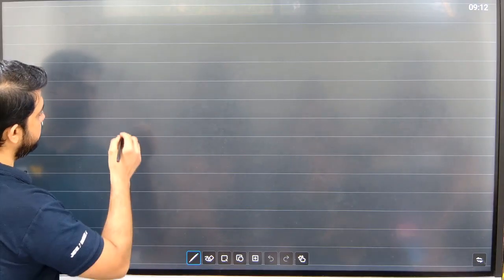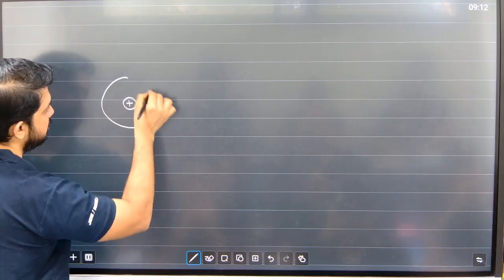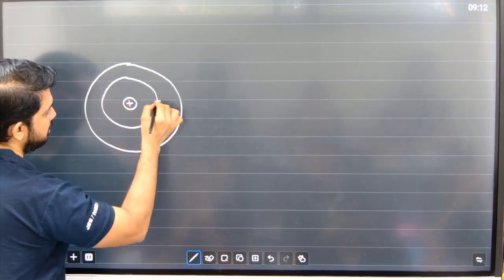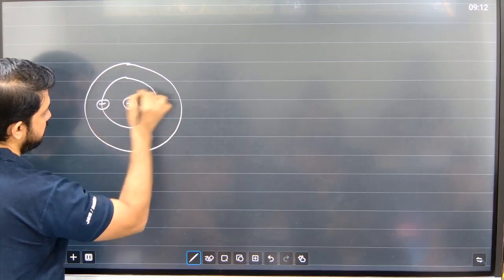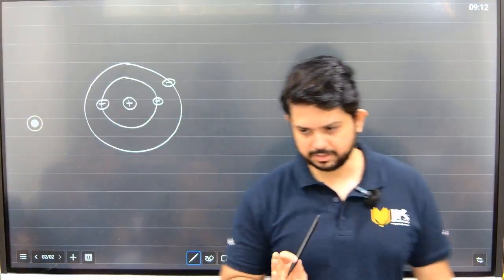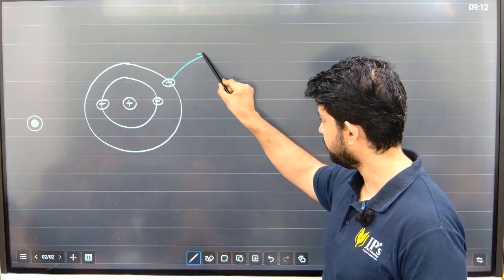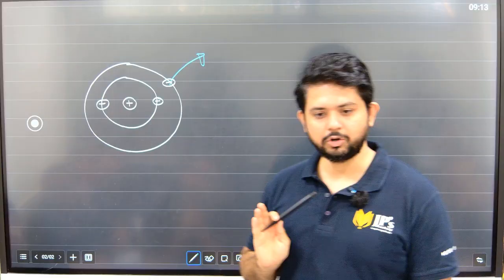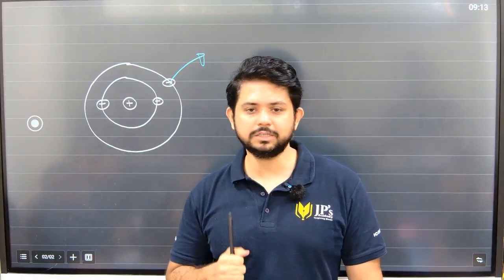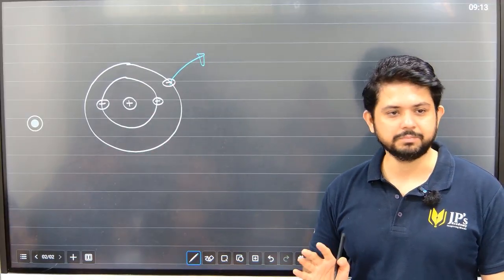So what are we doing, let's say a simple configuration is something like this. What I'm trying to do is remove this electron. The energy required to remove that last electron is called ionization energy. It is as simple as that.